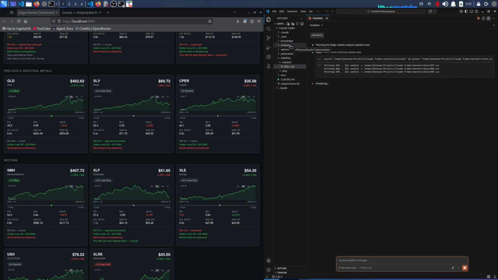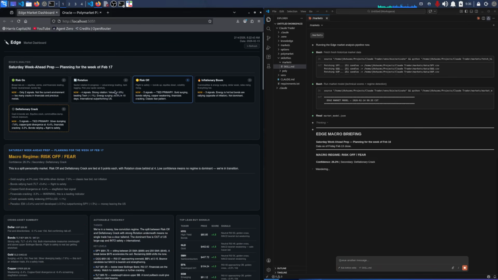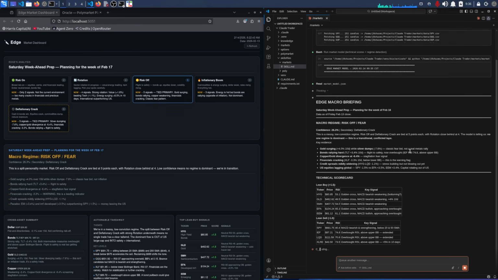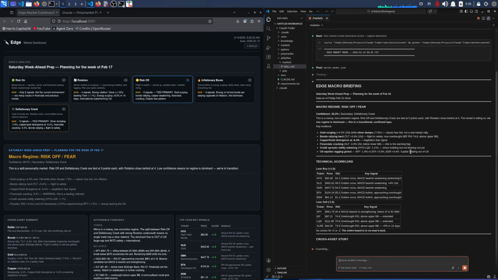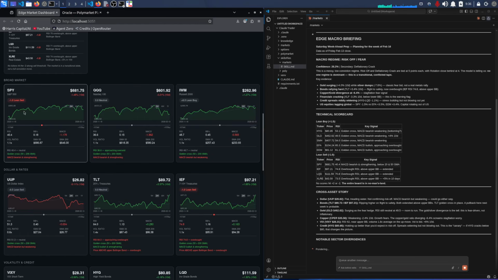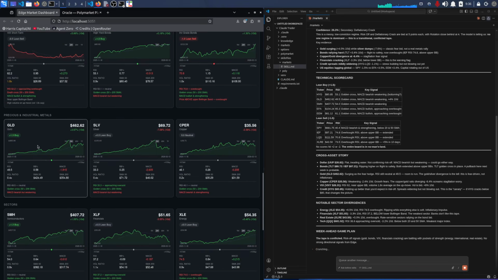Like openclaw, it is downloading all the data, analyzing it, and then it's going to update the dashboard. It is still a work in progress, but it covers all the main sectors that I care about to build a general picture.